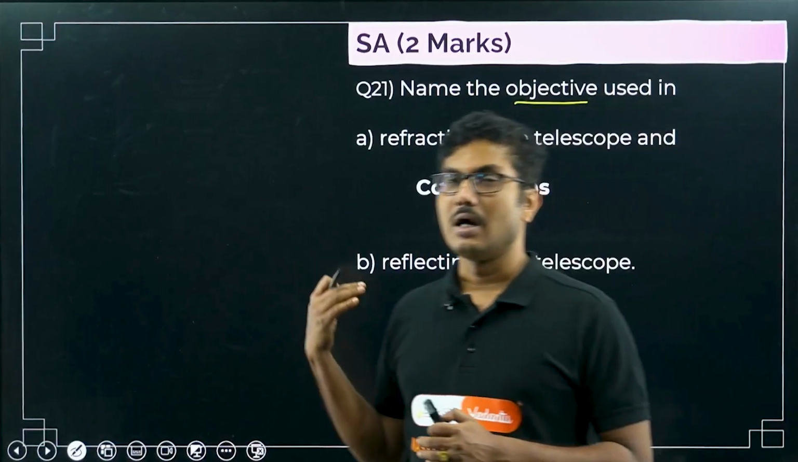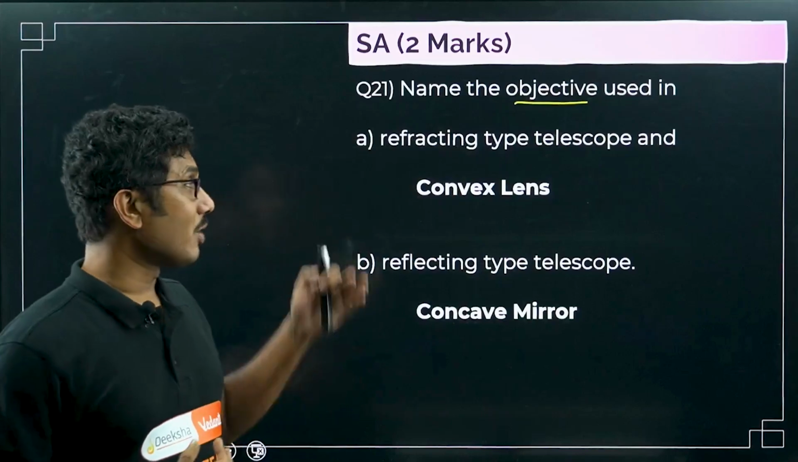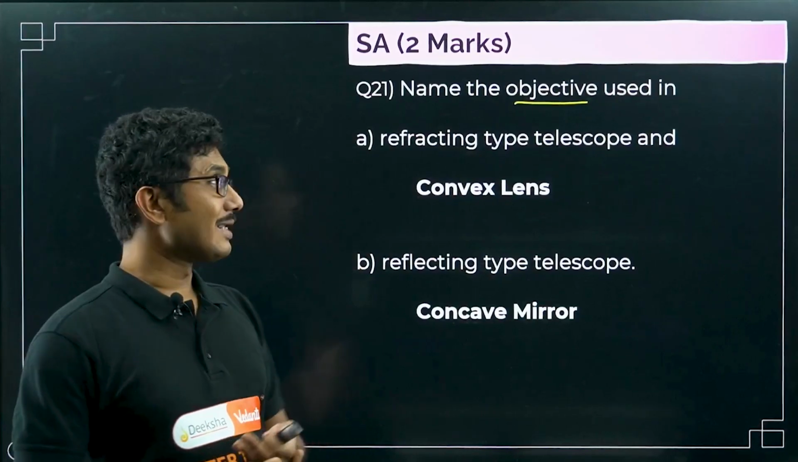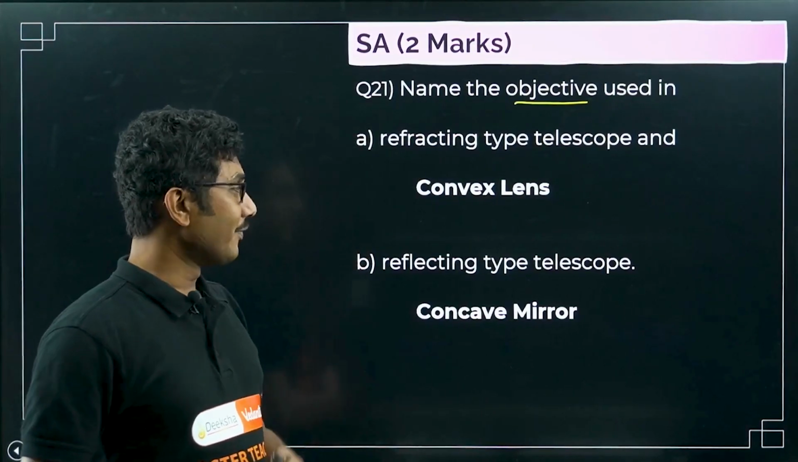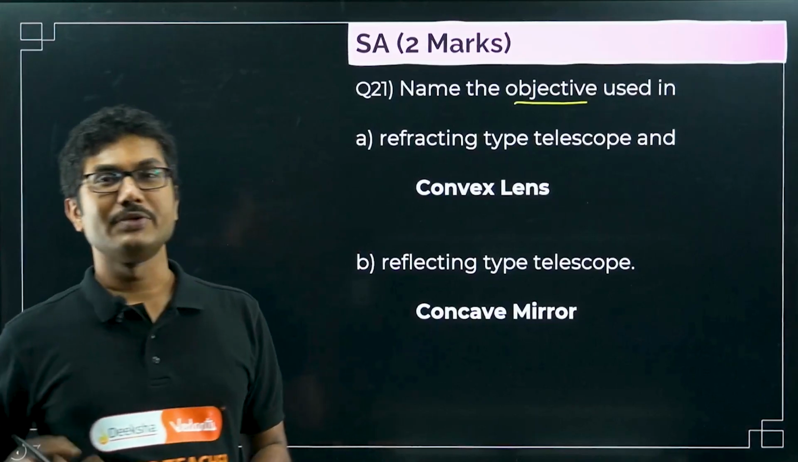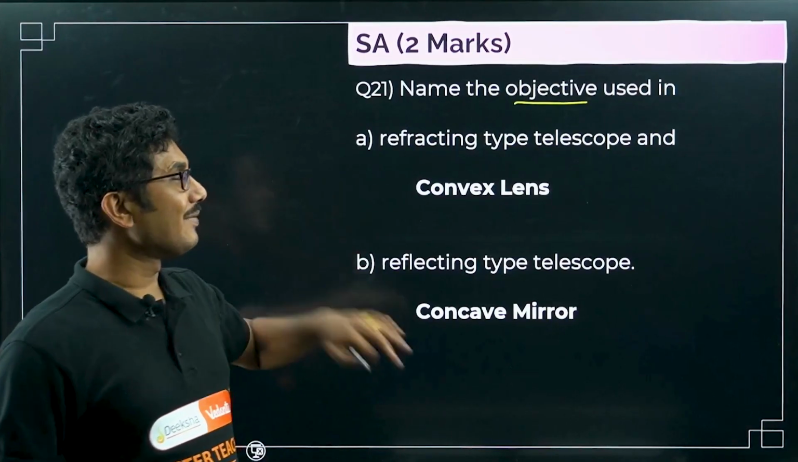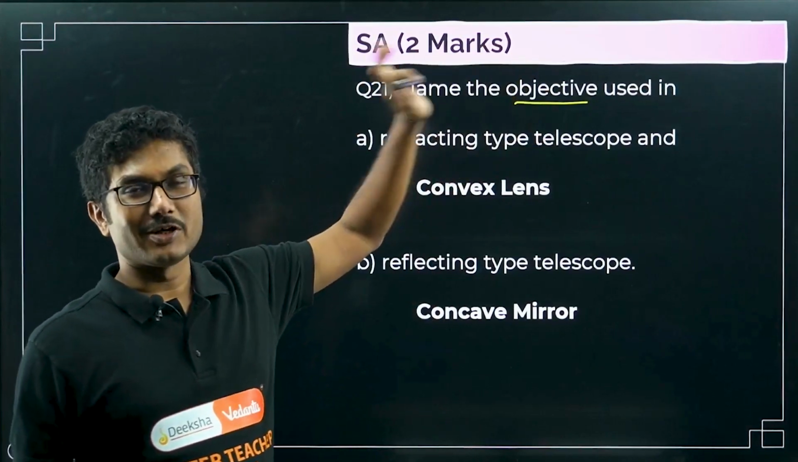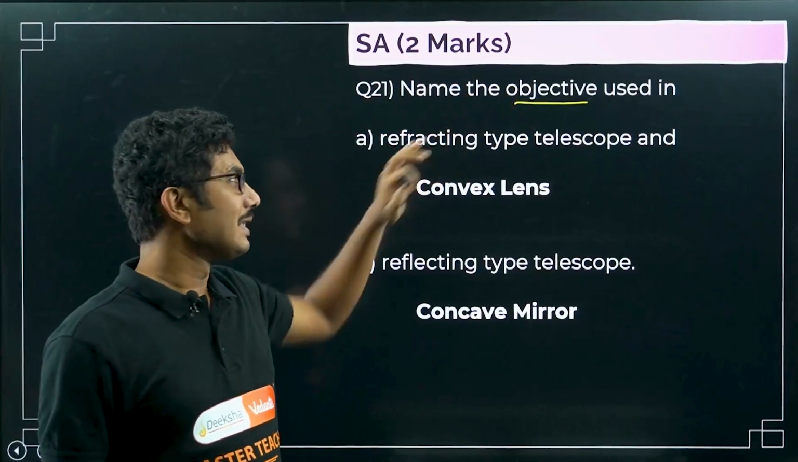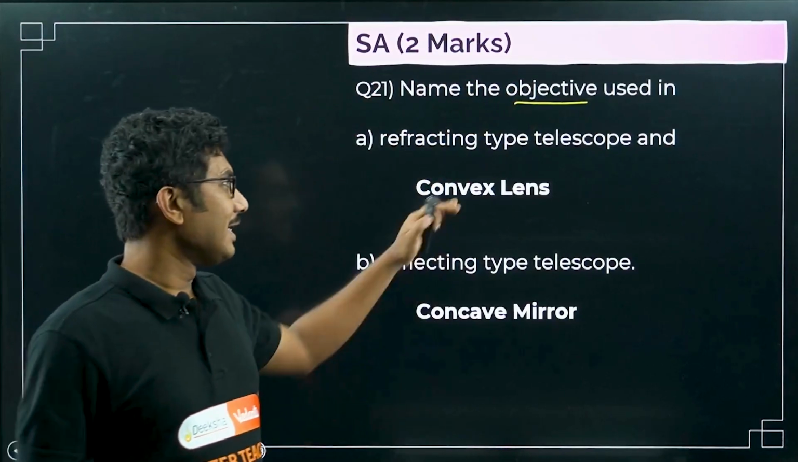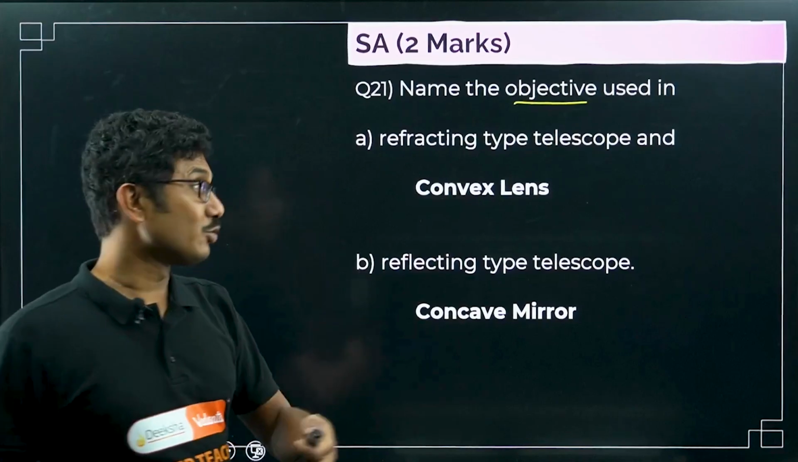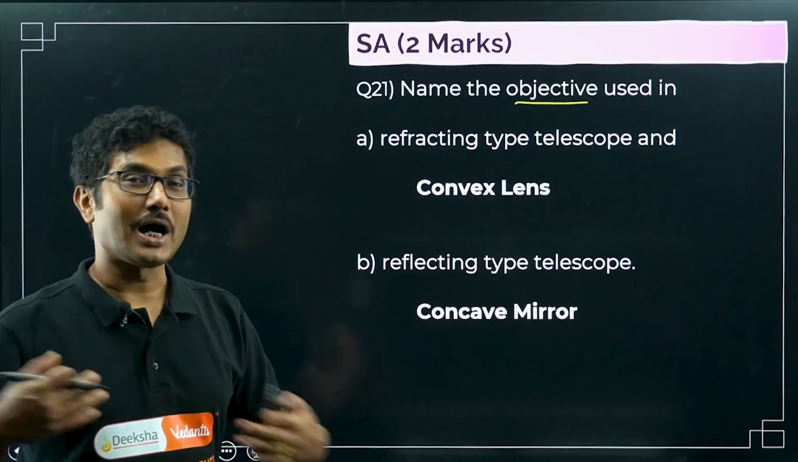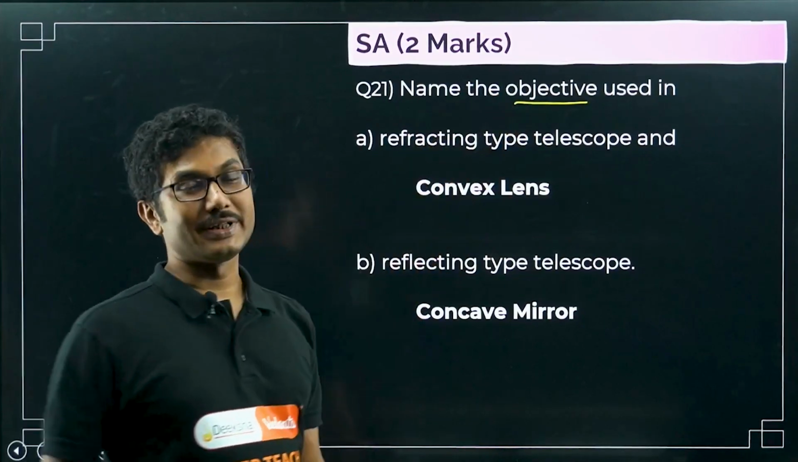So in a refracting telescope, the convex lens is the objective lens. And in a reflecting telescope, the concave mirror is the objective mirror. Basically they have tried to simplify it. Instead of objective lens or objective mirror, they have just mentioned objective because it relates to lens as well as mirror. Both are being referred to here using this term objective.